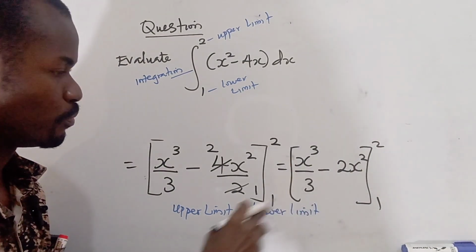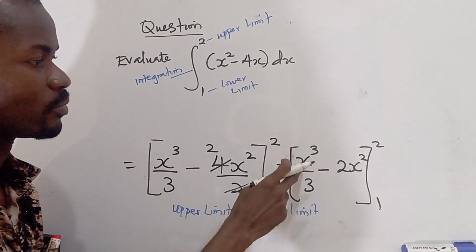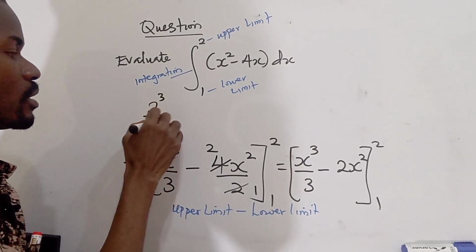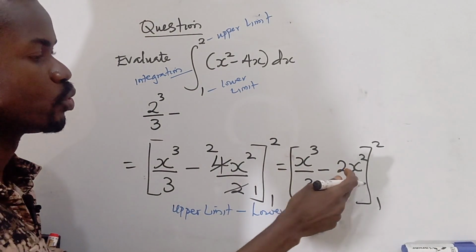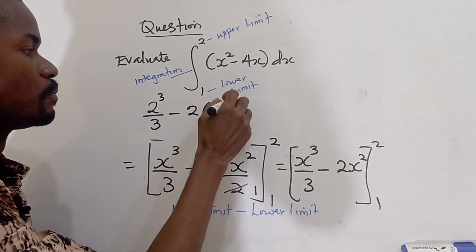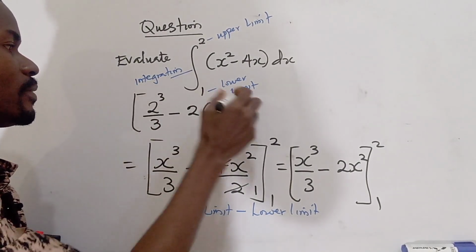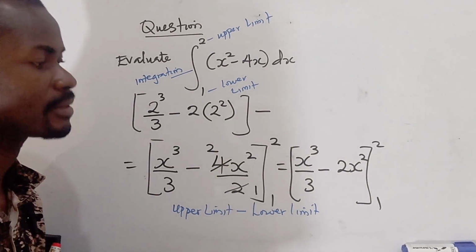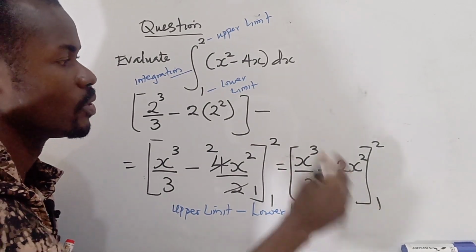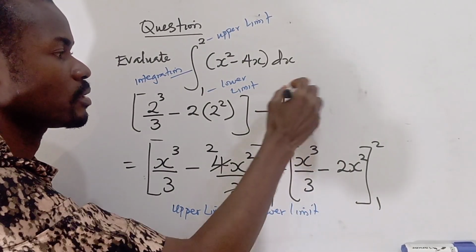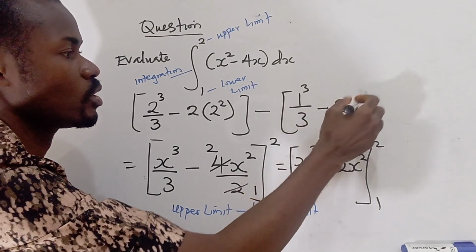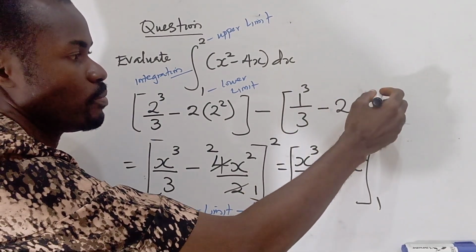Now 2 put into this for the upper limit, I'm going to have 2 raised to the power of 3 divided by 3, minus 2 times 2 raised to the power of 2. So this part gives us the upper limit, so minus. Now for the lower limit, I'm going to input x as 1. So I have 1 raised to the power of 3 divided by 3, minus 2 multiplied by 1 raised to the power of 2.